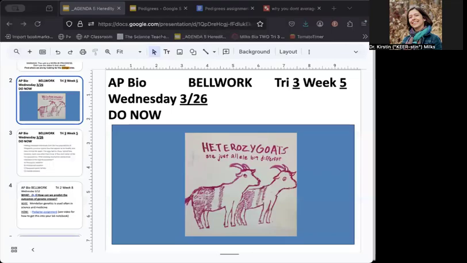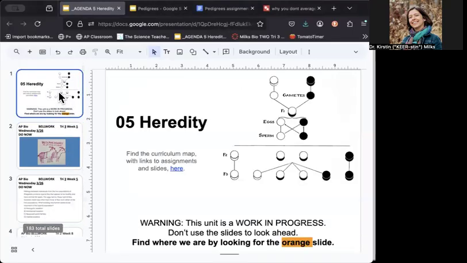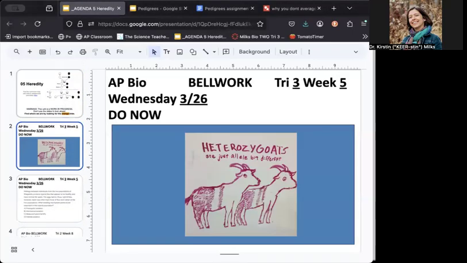This is the walkthrough video for Wednesday. It is March 26th in Try 3 Week 5. And we're finally in our heredity unit. So I get to show you these goats that someone drew on the whiteboard once. They're just a little bit different.